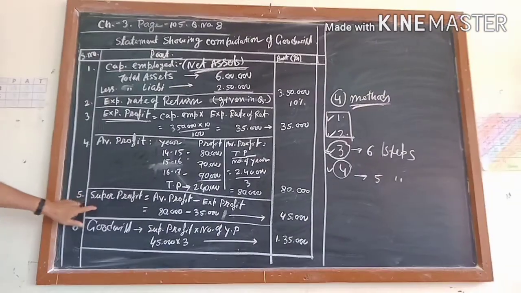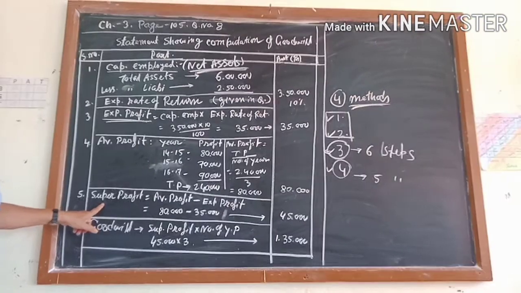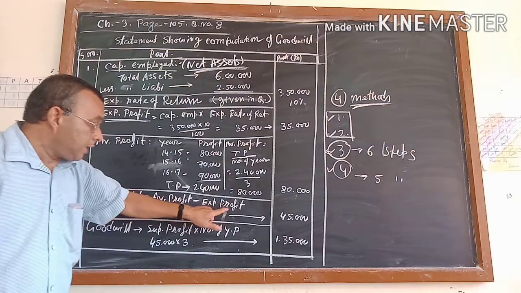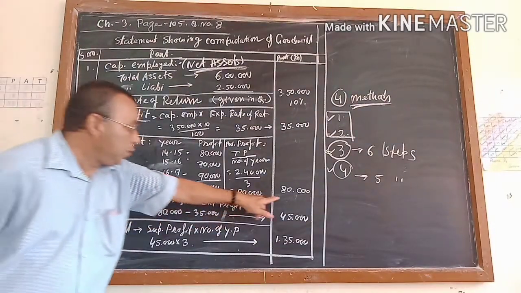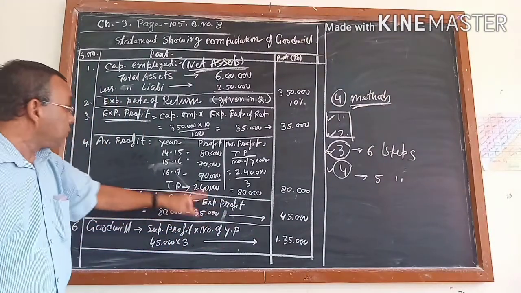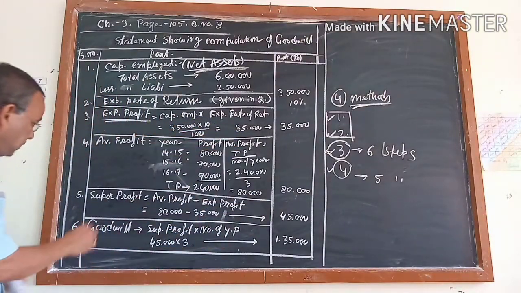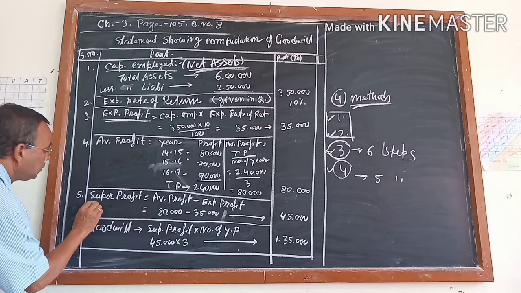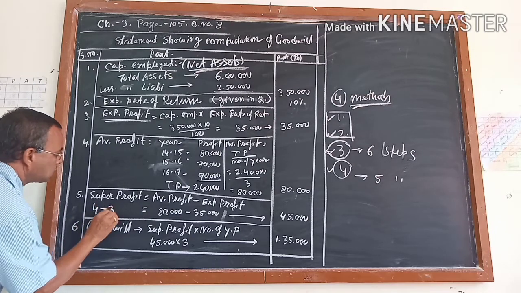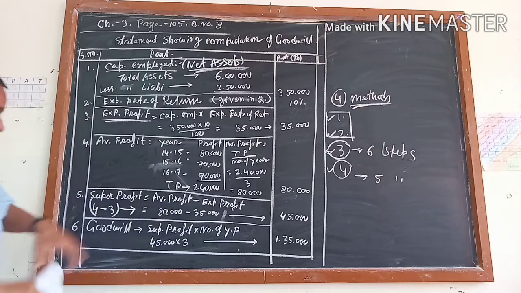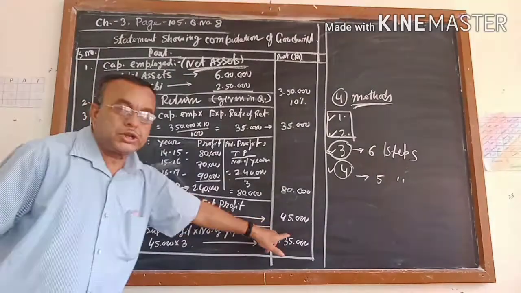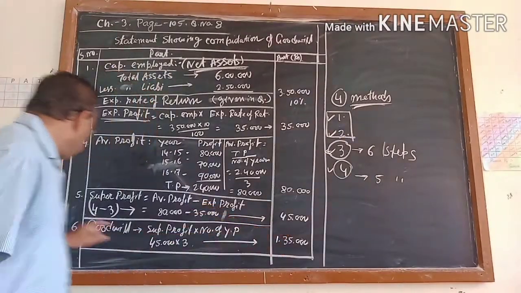The fifth step is super profit. That is also another formula, so the formula from the fourth step and the formula from the fifth step you have to remember. Super profit is equal to average profit minus expected profit. Average profit you already got, and expected profit also you got from here. Keep in mind, this is the fourth step minus the third step: 80,000 minus 35,000, which comes to 45,000. This is the fifth step.